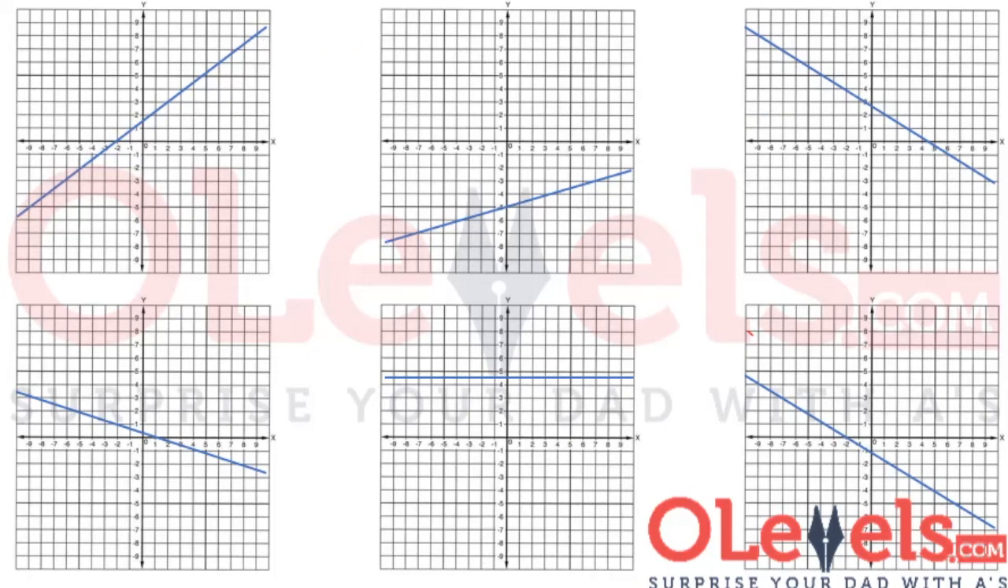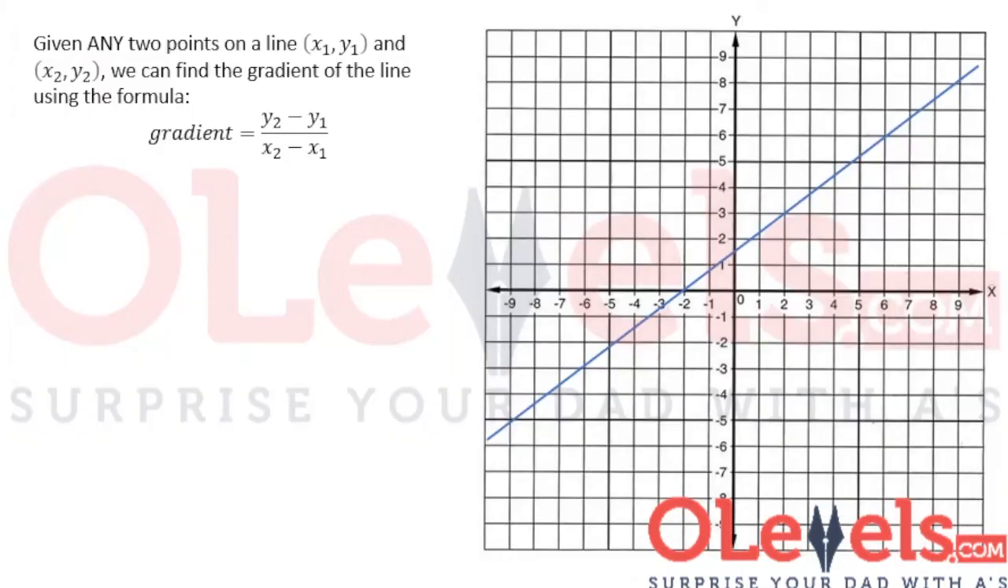But how do we find the exact value of the gradient? Let's do just that by taking the first graph as an example. Now how do we find the exact numerical value of the gradient of this line right here? Well, given any 2 points on a line, x1, y1 and x2, y2, we can find the gradient of the line using this formula. The formula is gradient is equal to y2 minus y1 divided by x2 minus x1.